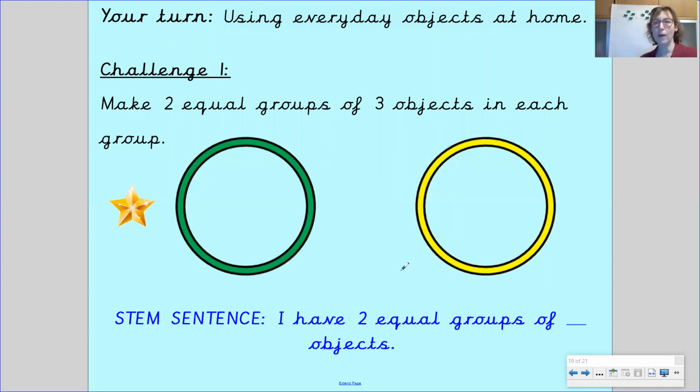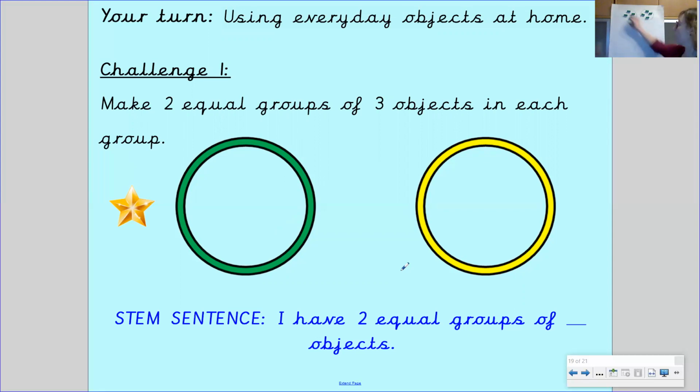So, your work. And you'll be pleased to know that it's not written. So what you're going to need to do is find yourself a piece of paper, or your whiteboard would be fantastic if you've got your whiteboard and your pen from the pack we gave you before half term. And you're going to do one of these challenges, and you only have to choose one of them today. So if you're doing challenge 1, that's the first one, I want you to make 2 equal groups of 3 objects each.